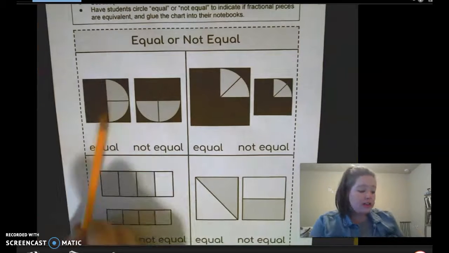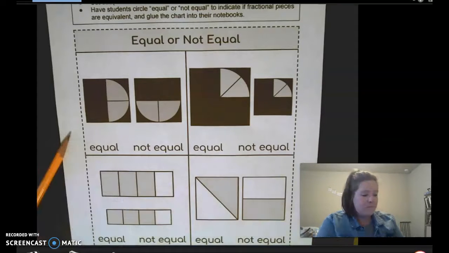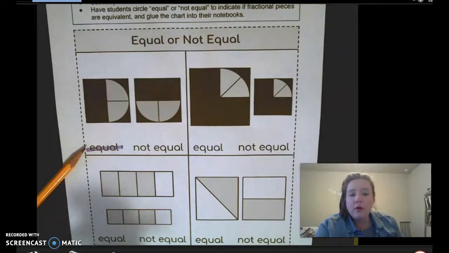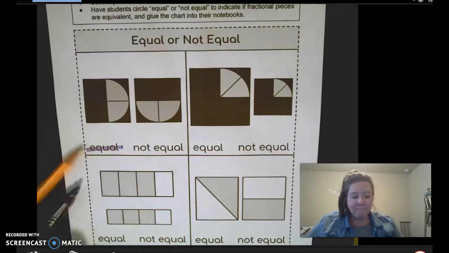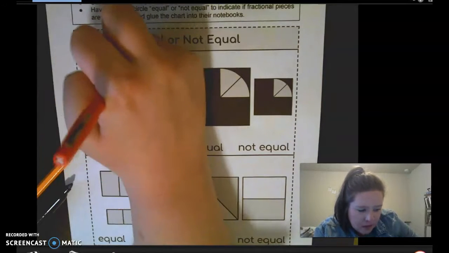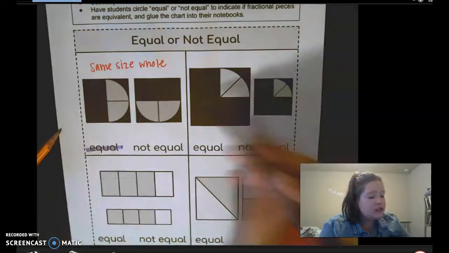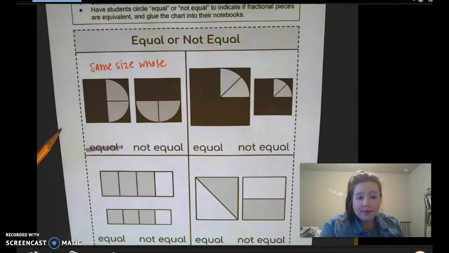Now, let's look at this piece, all right? Are these going to be equivalent? Are they going to be equal? Yes, they're going to be equal, okay? Why are they going to be equal? They have, good job, the same size whole, all right? Are these two going to be equal or not equal?